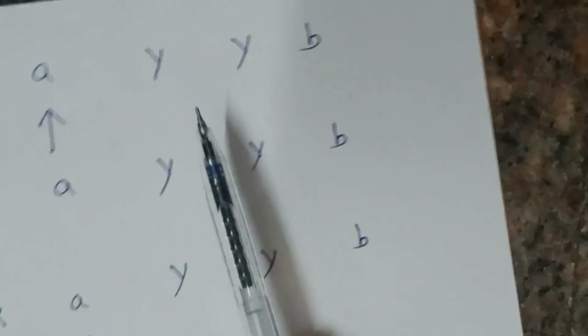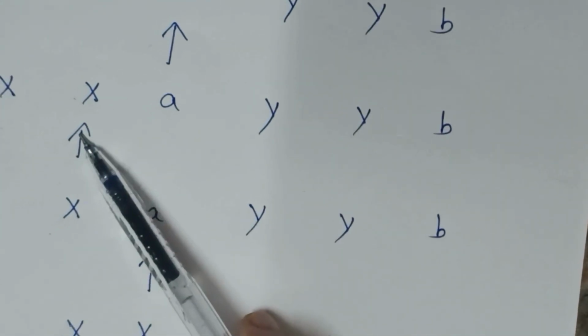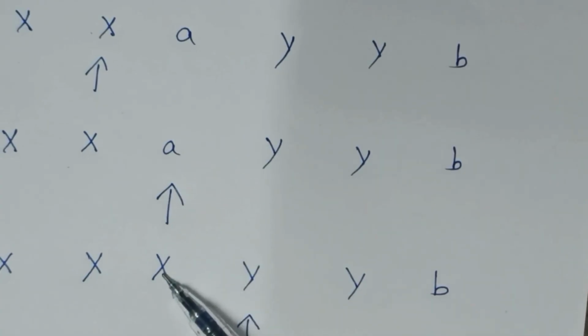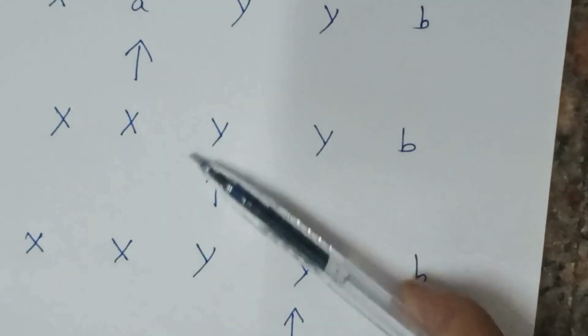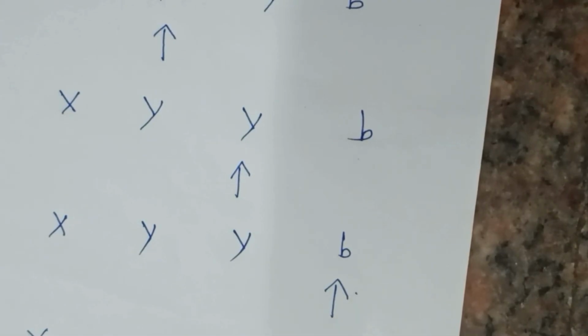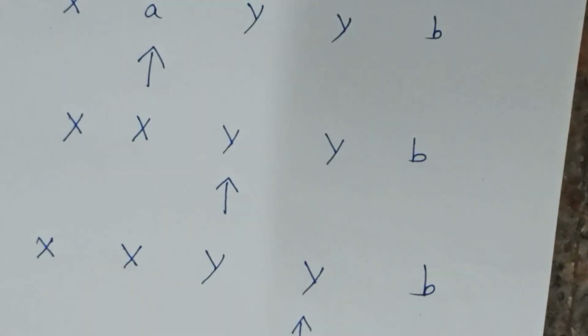Moving back to A, finally we reach X. Once we reach X, come back, the third A we found. So replace A with X, then move until you reach B. Whatever Y's are there, just replace the same until you reach B. Finally replace B with Y. In this way, the logic of the Turing machine will work.